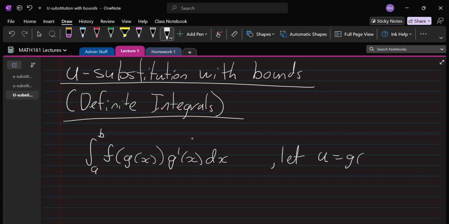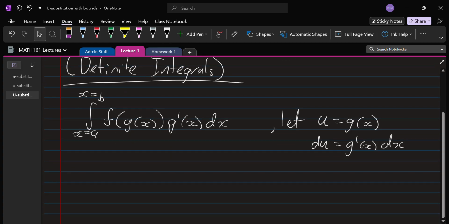Okay, the method is exactly the same, apart from one extra step. So let u be g of x. So du will be g prime of x dx. But that takes care of the function and the differential. But remember the bounds. We can rewrite the bounds as x equals a to x equals b, because everything is in terms of x, including the bounds. Now, if the integral is rewritten in terms of u, the bounds need to be rewritten in terms of u, because those are x bounds. We need to get u bounds.